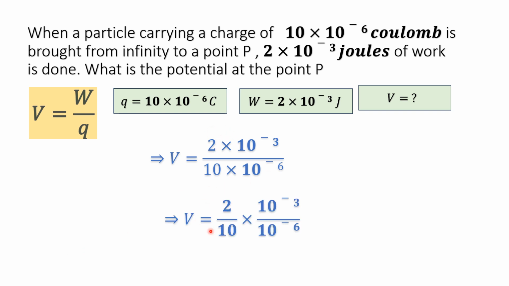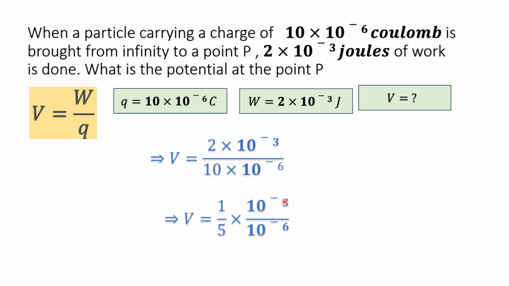So in the next step, let us break it. So 2 by 10 I am writing here, and multiply, we are separating the powers of tens. Okay, so we can do it like this. Now let us first do this part. 2 divided by 10, it's just a simple fraction, we can cancel it. 2 times 1 is 2, 2 times 5 is 10. So in this case we can just write 1 by 5.